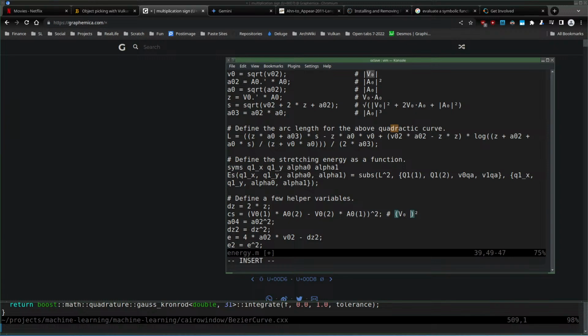Where's my cursor? There. Cross product V0 with A0. And then squared. And this is, well, yeah, it's what it is, right? And here maybe I can make it to the power 4 then.